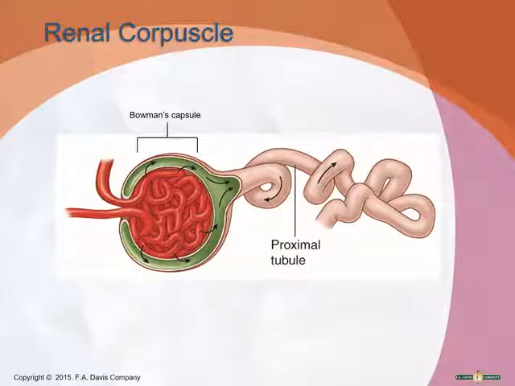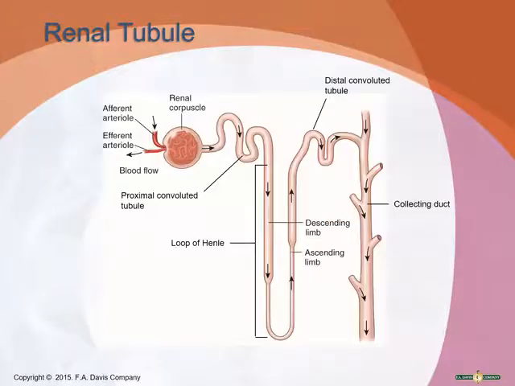Think of it like this: if you put your fist into an inflated balloon, your fist would represent the glomerulus. The balloon, which folds around your fist in two layers, you can kind of think of as the Bowman's capsule. Fluid filters out of the glomerulus and collects in the space between the two layers of the Bowman's capsule. From there, it goes into the renal tubule on the other side of the capsule.